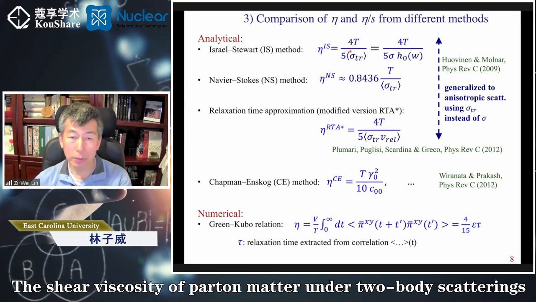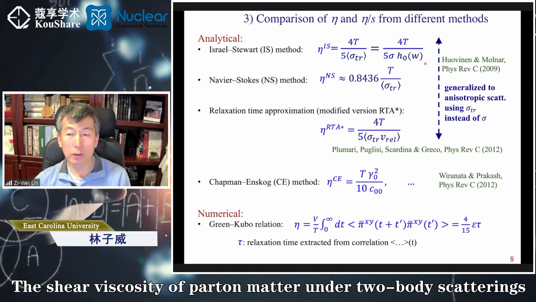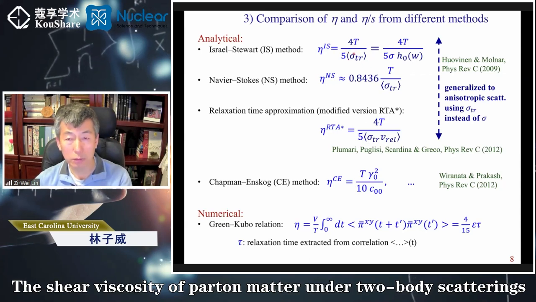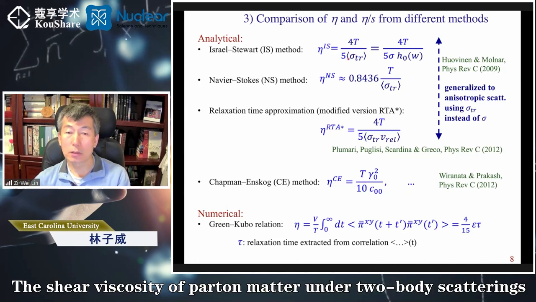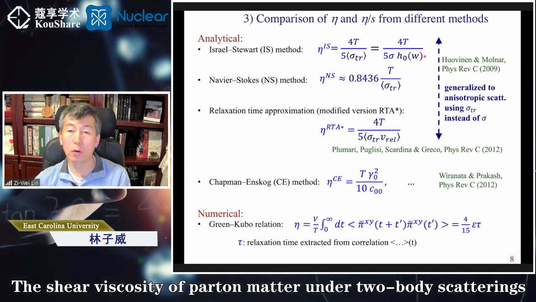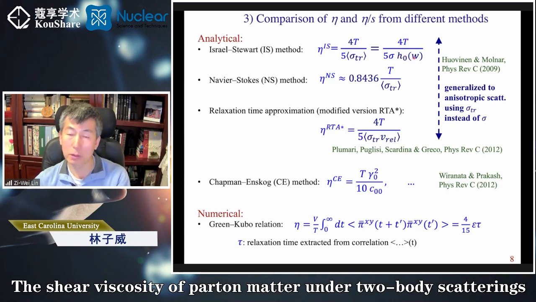So if you do that kind of replacement, then the Israel-Stewart formula for anisotropic scattering becomes 6 over 5 sigma transport. And as we said, sigma transport is not a constant, so you need to do the thermal average. So that's the bracket. And then we have seen that the thermal average is just sigma times the anisotropy function H0. So in the end, the Israel-Stewart formula is 6 over 5 sigma divided by H0, which depends on this omega parameter. And then Navier-Stokes is just a little bit different, 5% different. For the modified RTA star method, they inserted a relative velocity of the two partons together with the sigma transport, and do the thermal average in this paper.